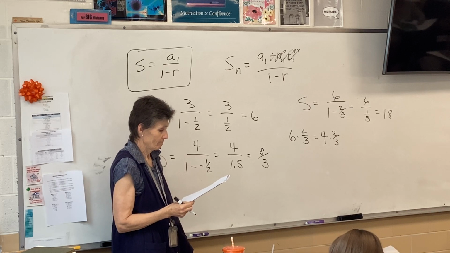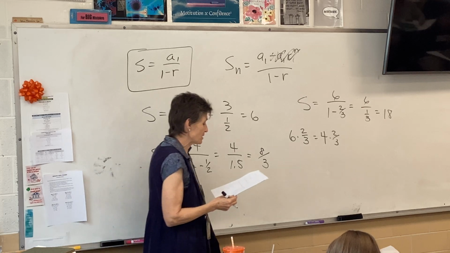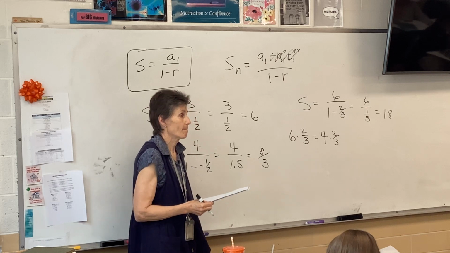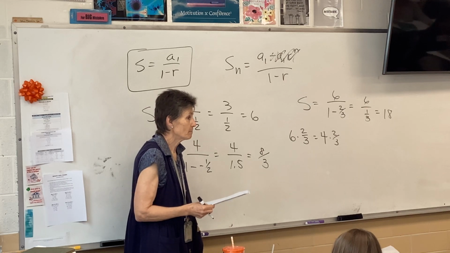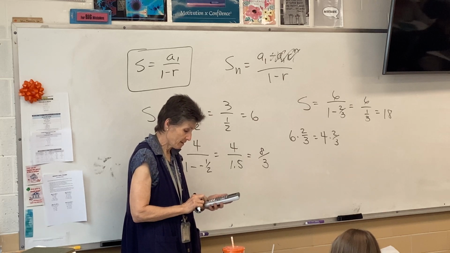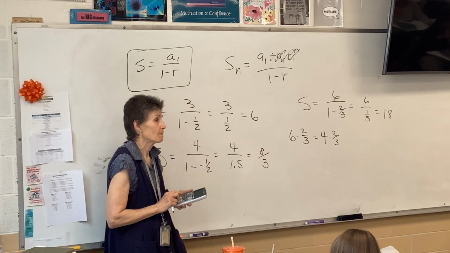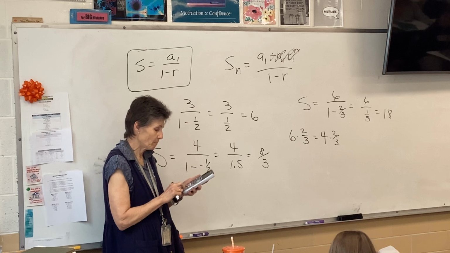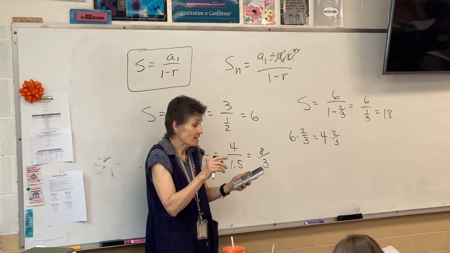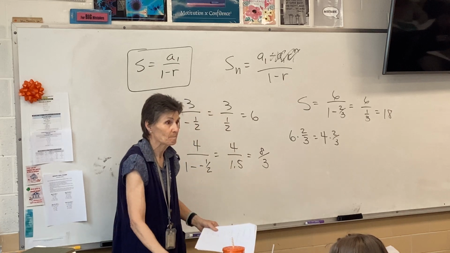Can you figure out your ratio in problem D? Times what? Well, if I do 3 times 1.25, I do not get 4.5. 3 times 1.5 is 4.5. So the ratio is 1.5, or 3/2.